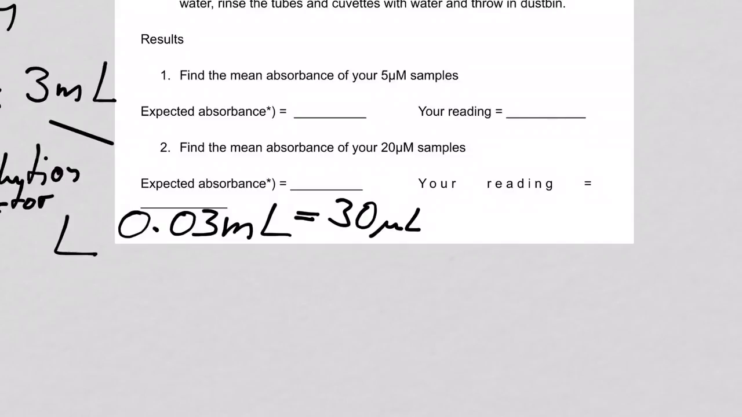Okay, so 30 microliter. How much do we need of the other substance in order to make it up to 3 milliliters?